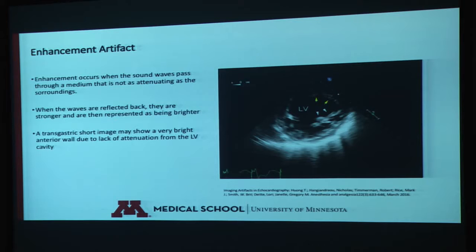So if you look at this image, which is a transgastric short, there's more attenuation in the sound beams that go along the septal and along the lateral walls. So the areas deep to that tend to be not as bright as the areas in the middle, as the sound wave passes through the less attenuating cavity of the left ventricle. So what you end up with here is a very, very bright anterolateral papillary muscle and not as bright posteromedial papillary muscle.